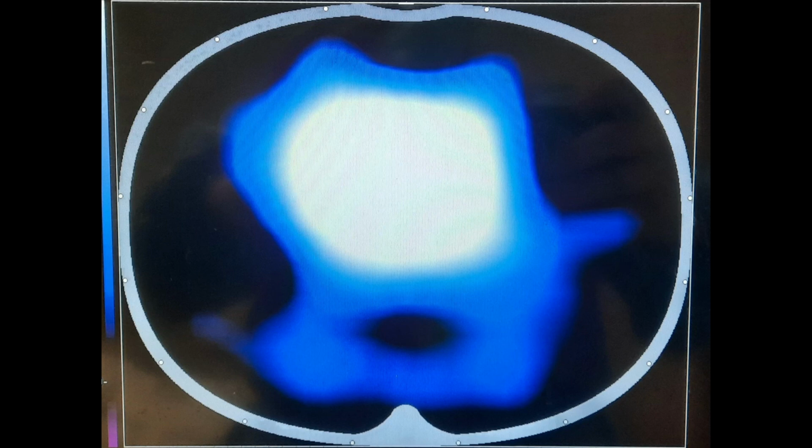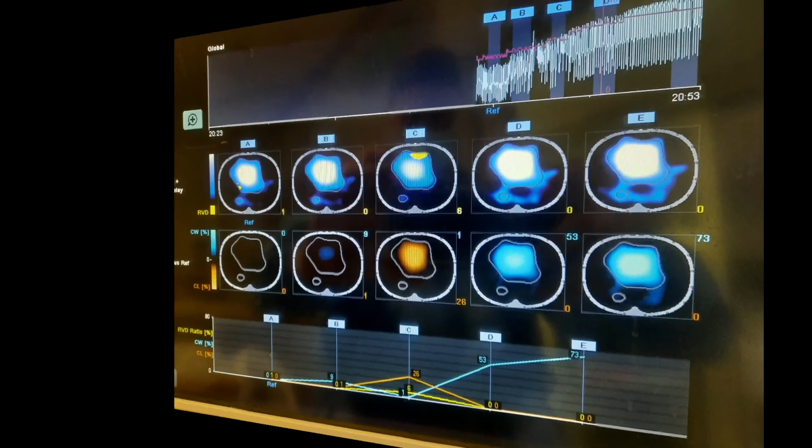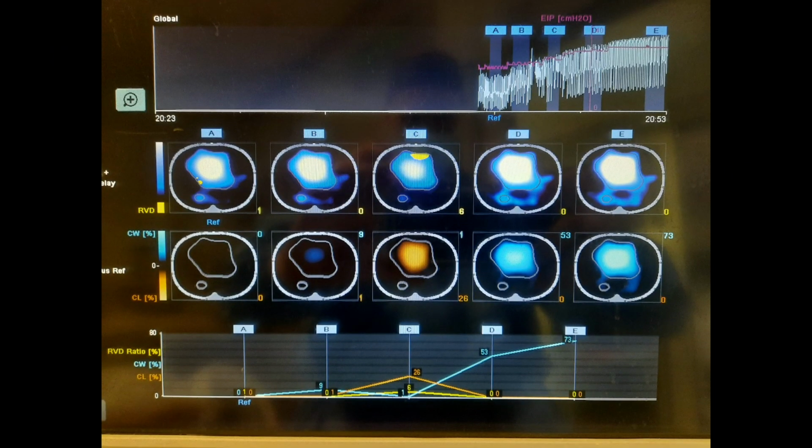After the P high titration, what I was able to do was go to the custom analysis to look at where we were winning regional compliance or losing regional compliance. I also then did another version of a P high trial, and in this one it will let us know if there's any overdistension or atelectasis. So here's the result of the customized analysis.